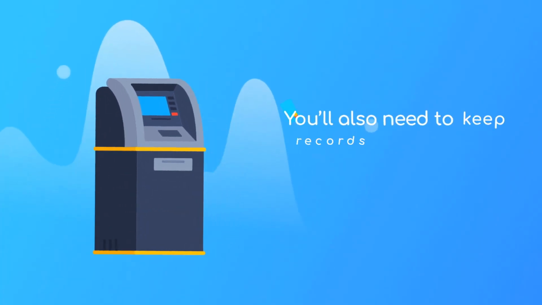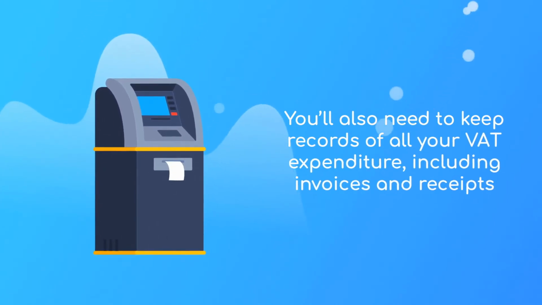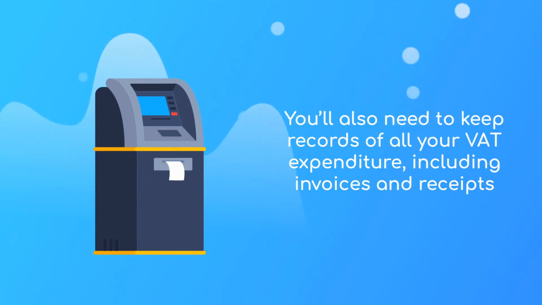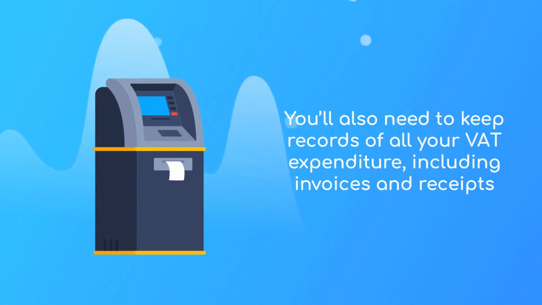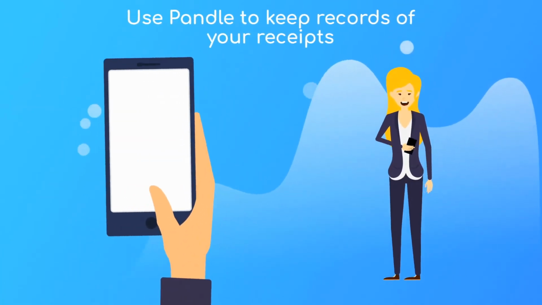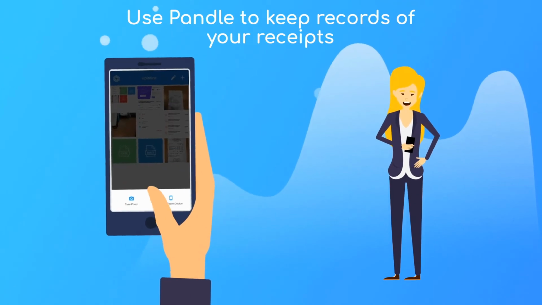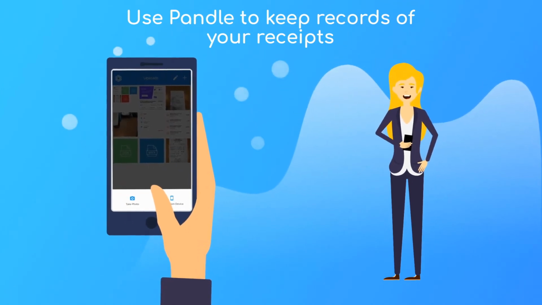You'll also need to keep records of all your VAT expenditure, including invoices and receipts. You can't technically claim the VAT back if you don't have these, so make sure you have a system to keep these organized. If you use Pandle, our bookkeeping software, then you can take pictures of these receipts and attach them to their relevant transactions, meaning no more shoeboxes full of receipts.